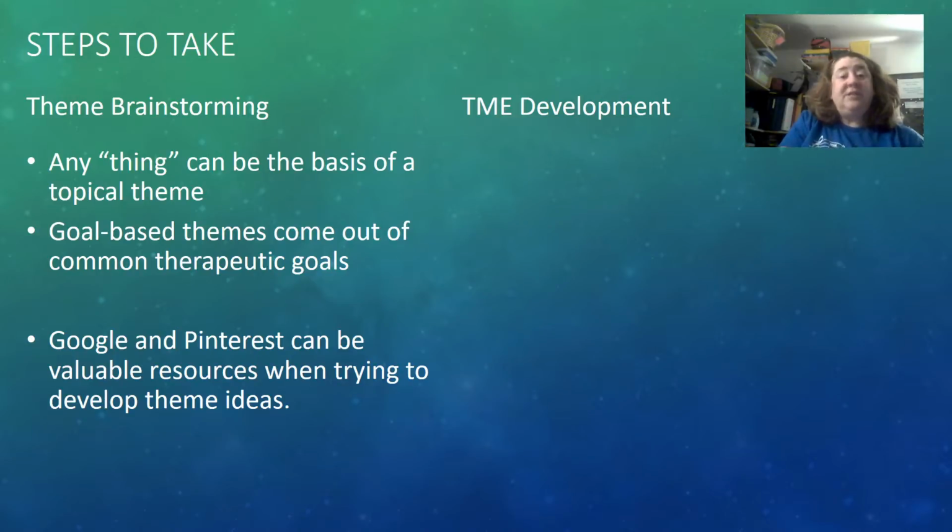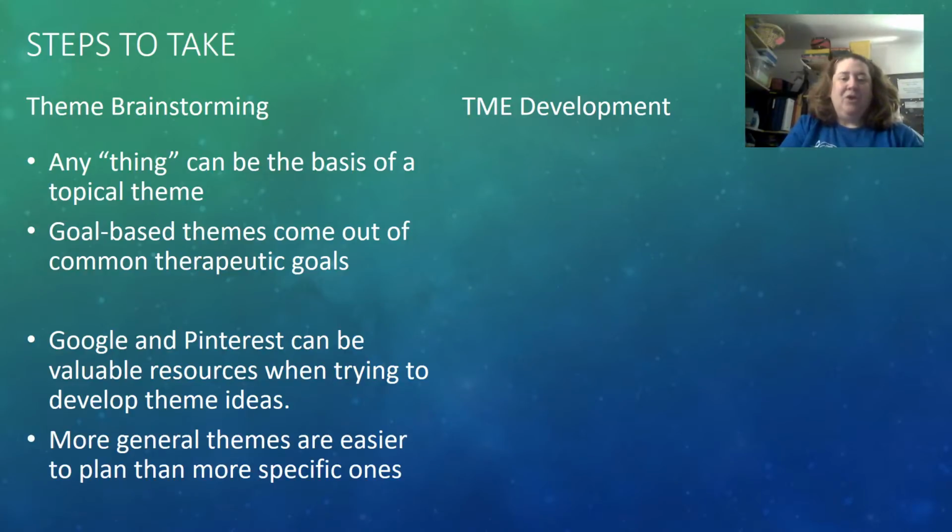Again, Google and Pinterest can be very valuable when you're trying to develop theme ideas. I don't know how many times I've been able to find things for themes based on just a simple Google search or a simple Pinterest search. Use those resources, adapt those ideas, make them your own. More general themes are easier to plan than more specific ones. A lot of times, hygiene is a little bit easier to plan than brushing the backs of your teeth. It just kind of depends on your client needs and your client goals, what you do.